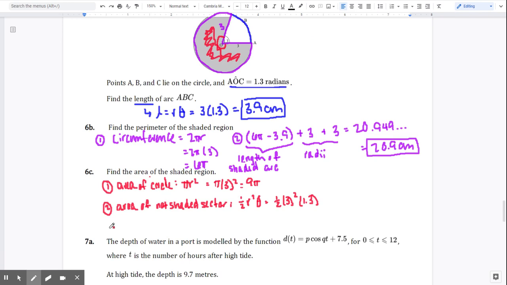All right, so my area of the circle formula, again, doesn't matter if you're in degrees or radians, it's still just pi r squared. Subbing in my 3 for my radius, I get 9 pi. Again, trying to not round too early. When I find my area of the not shaded sector, using my formula when my angle measurement is given to me in radians, I have 1/2 r squared theta, or 3 squared times 1.3, which gets me around 5.85. And then just subtracting those two, 9 pi minus 5.85 gets me, correct to 3 sig figs, 22.4 square centimeters.